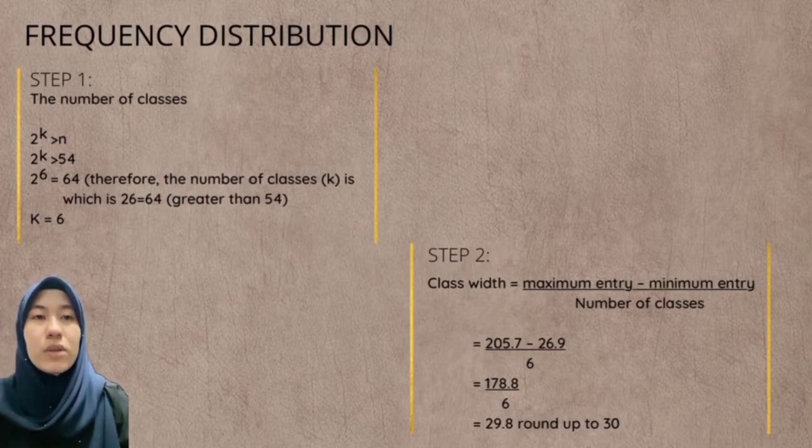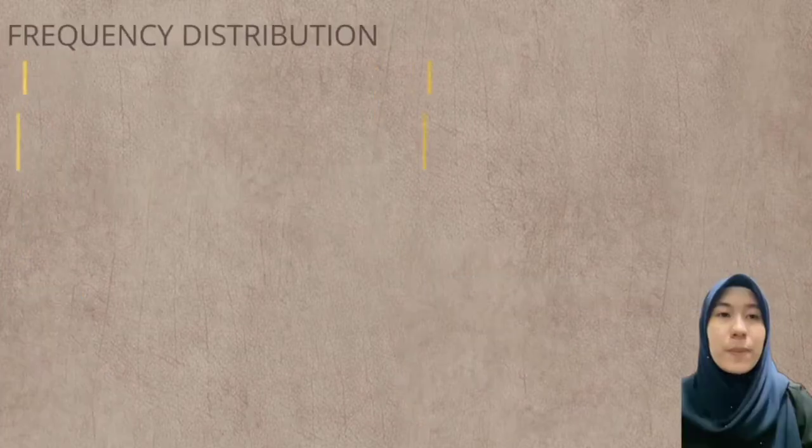Next, we have to calculate the class width. The formula is the maximum entry, which is 205.7, minus the minimum entry, which is 26.9, and divide by the number of classes, which is 6. So our class width is 29.8, rounded up to 30.